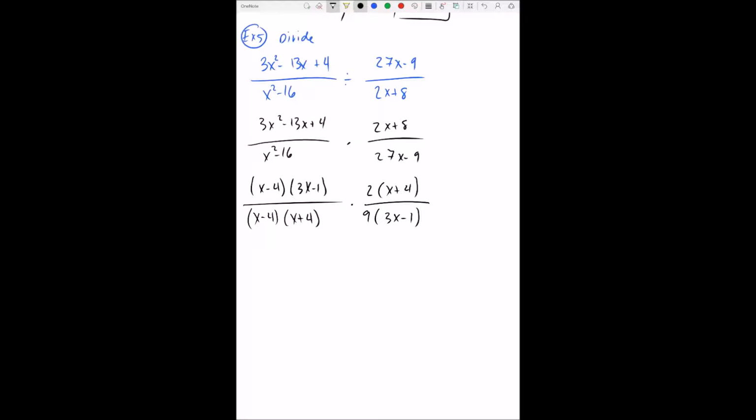Alright, so let's look top and bottom. Is there anything we can cancel out? Well, x minus 4 and x minus 4. Nothing else top and bottom, so let's look diagonally. Well, diagonally, we can do this 3x minus 1, 3x minus 1, and this x plus 4, and this x plus 4. And all we have left over out of everything is 2 over 9.